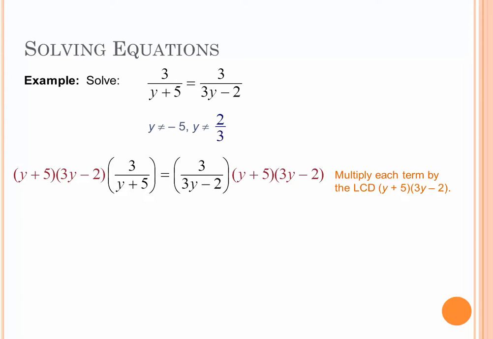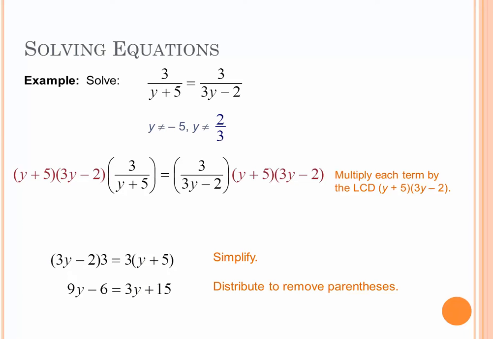We're going to multiply each term by the lowest common denominator. On the left-hand side, we can see that the y plus 5 cancels out. And on the right-hand side, we can see that the 3y minus 2 cancels out. And that leaves us with 3y minus 2 times 3 plus 3 times y plus 5. Next, distribute the 3's on either side. We then combine our like terms.